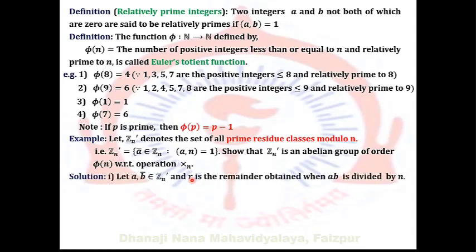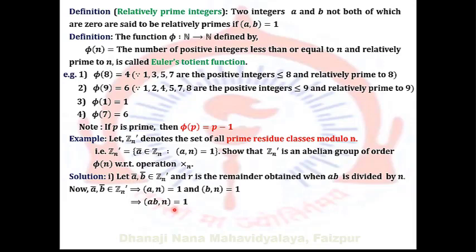So solution: let A bar and B bar be elements of Zn dash and R is the remainder obtained when A into B is divided by n. So note that here the operation is nothing but multiplication modulo n. Now A bar and B bar belong to Zn dash. So by definition of Zn dash, GCD of A and n is equal to 1 and GCD of B and n is also equal to 1. So therefore GCD of A, B and n is also equal to 1.